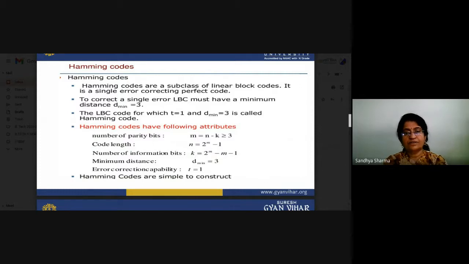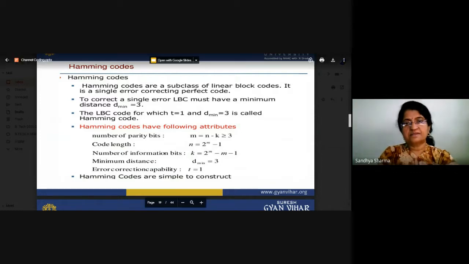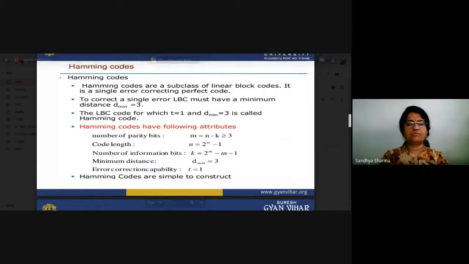Now we have to check the number of parity bits, code length, number of information bits, and minimum distance between two code words, and the error correction capability t, which is equal to 1, meaning 1 bit error correction can be done by using Hamming codes. So these codes are simple, and they are based on the linear block code. That is the subclass of linear block code.